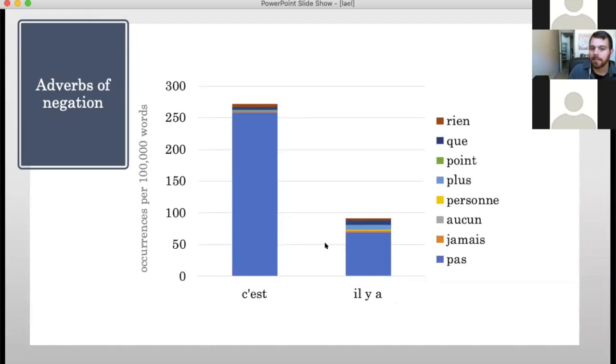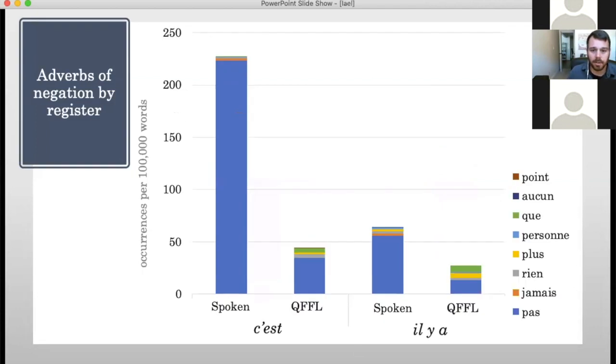Looking at the adverbs of negation, this was good news for me as a language teacher in that pas, which is the basic root form of negation as a not, was the most common. And these other adverbs of negation, which can be quite tricky to use and teach, are more rare across all genres. So that's, I think, slightly positive news to come out of this.